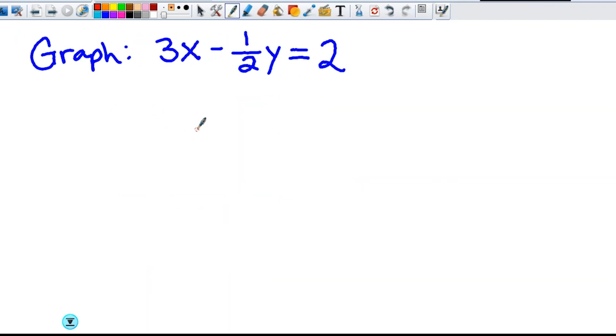All right, so in this last example, this one is a little bit more involved than the last one. Same concept though, we want to get y by itself, so we got to do a little bit of algebra. Now this time I noticed that this 3x term is being added, so I'm going to do the opposite and subtract 3x from both sides.